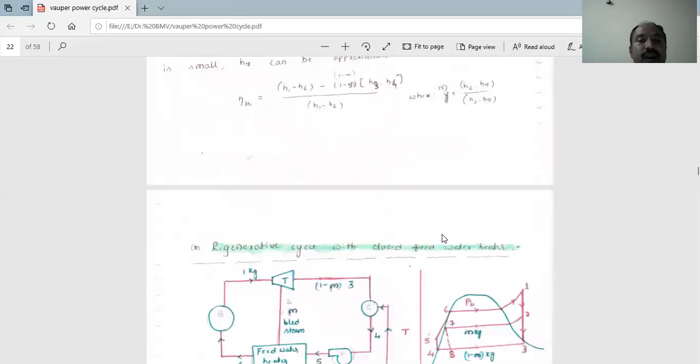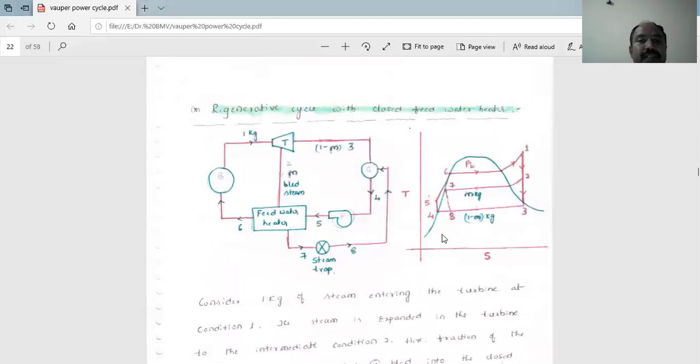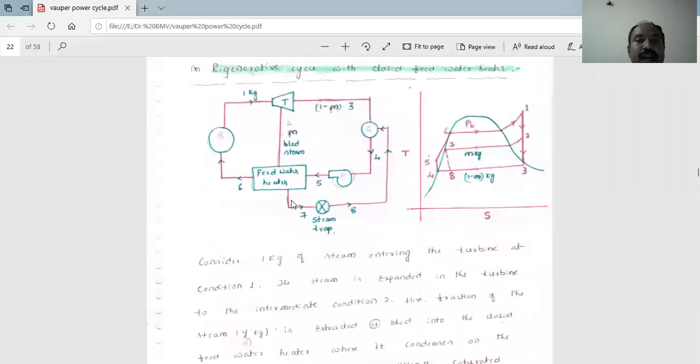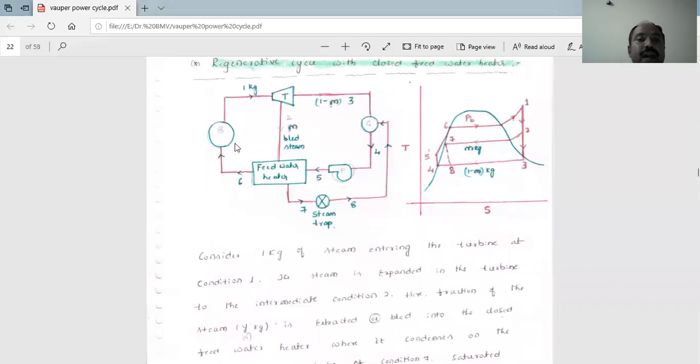Then we move on to another case study, that is the regenerative cycle with closed feed water heater. Here you can see what happens. Once again we are supplying heat to the boiler. The boiler produces steam, which is passed to the turbine. Here the expansion process takes place.